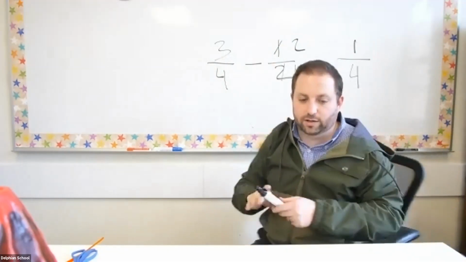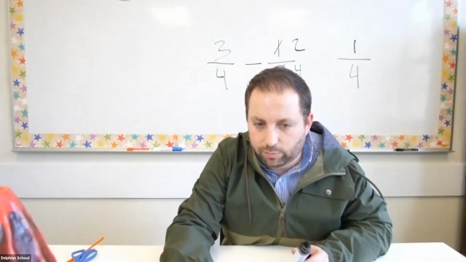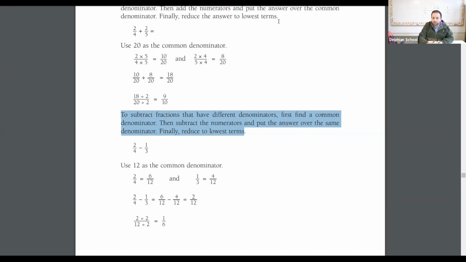So I'll pull that back up on the screen, and I think you'll be able to understand it now if you had any trouble before. So to subtract fractions that have different denominators, first find a common denominator. Then subtract the numerators. So the top numbers you subtract and put the answer over the same denominator. So that was the 4 in that last one. And then finally, a really good idea is to always reduce to lowest terms. It just makes it a lot easier to work with.